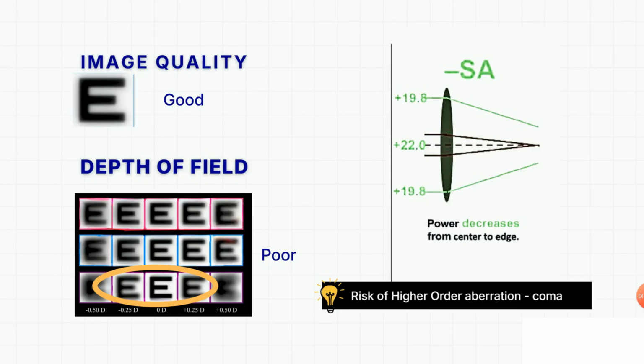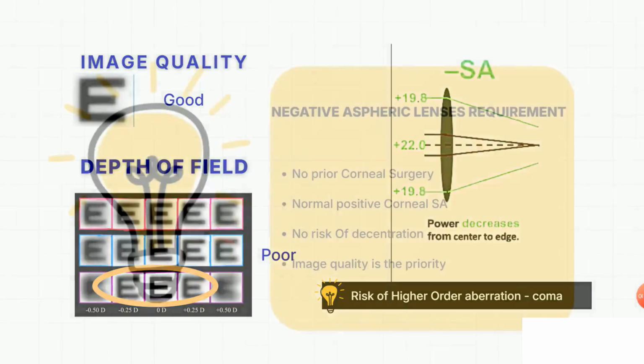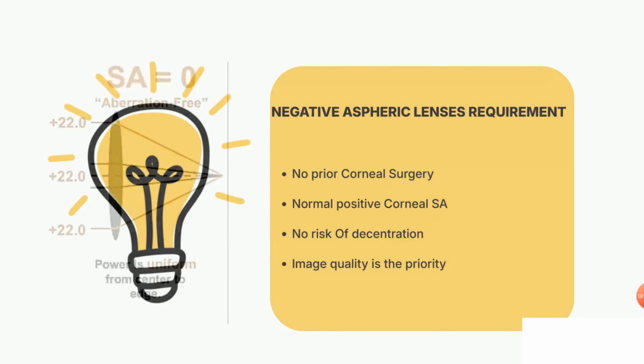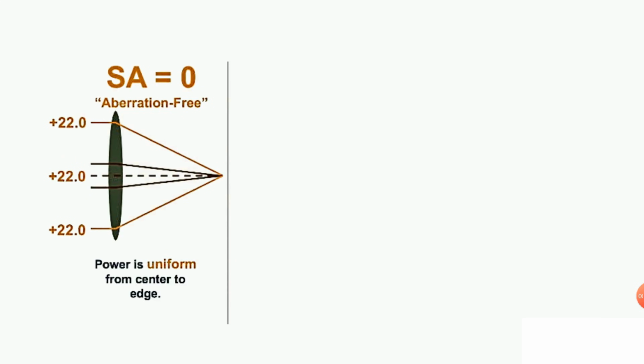Because of this, they require good capsular support, good centration, and preoperative corneal assessment as well. And therefore, these lenses, that means the aspheric lenses with a negative spherical aberration, are chosen in eyes with no prior corneal surgeries, eyes with normal corneal spherical aberration, and eyes where image quality is the priority for the patient. The third type of lenses could be the ones with zero spherical aberration.